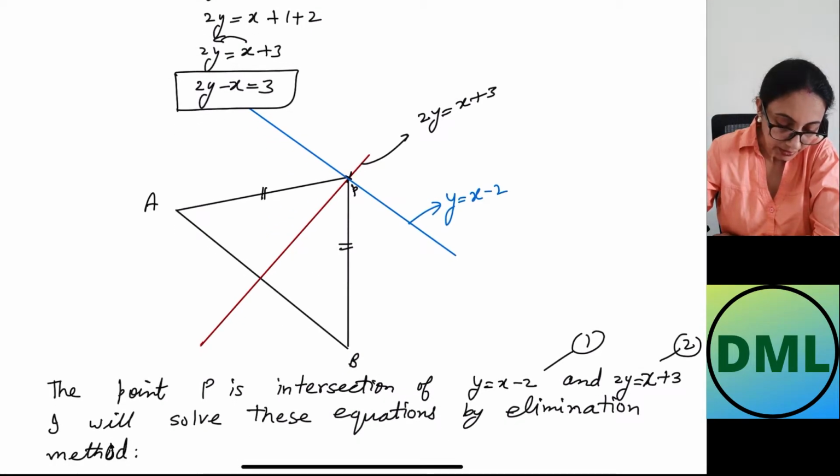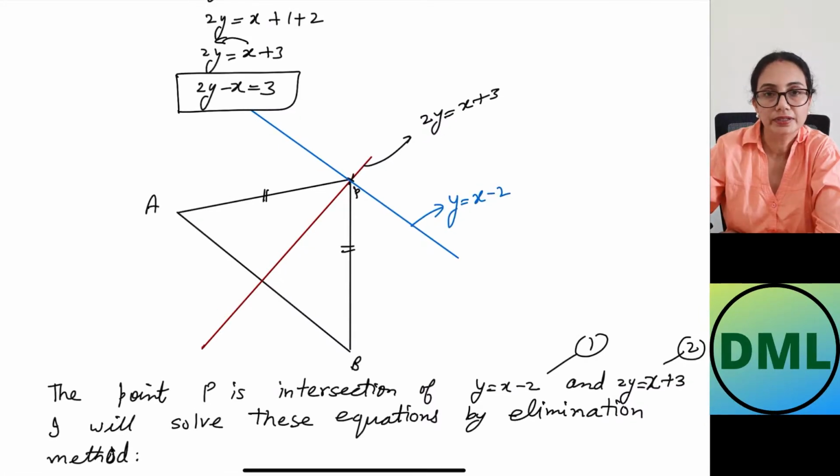Now, you have the line AB and the perpendicular bisector, and this is the point P. Now, P also lies on the given line y is equal to x minus 2, and the perpendicular bisector, we figured it out, 2y is equal to x plus 3. Now, what we have to do, because the point P lies on both the lines, is figure out the intersection of the two lines.